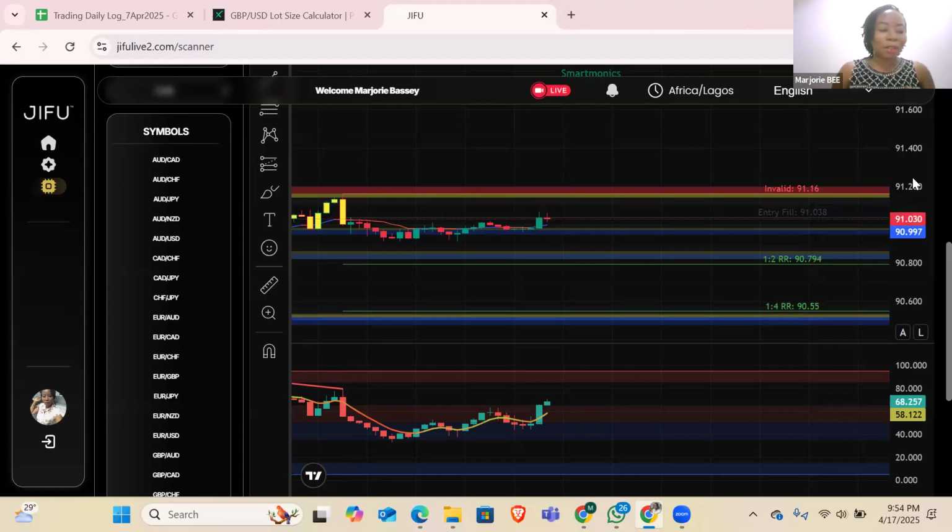And then secondly, the candle must be touching either the demand or supply zone. Is this candle touching the demand or supply zone? Yes, the candle is actually touching the supply zone. Here you can see that it has touched that area. So that's the second confirmation.